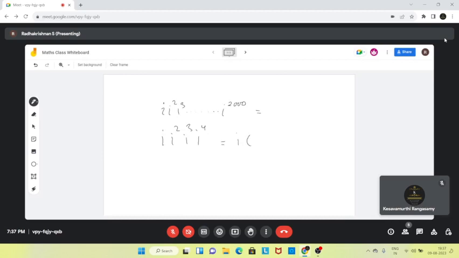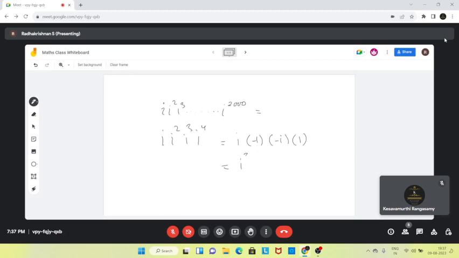i square is minus 1, right? i cube is minus i, right? i to the power of 4 is 1. So what is the product of all these 4? 1, sir. Be careful. Minus and minus is plus, no? So it will simply become?